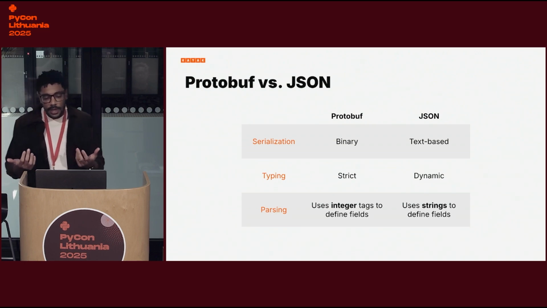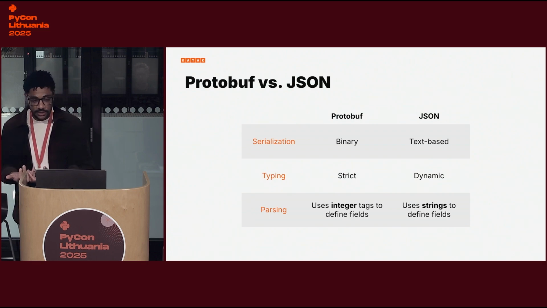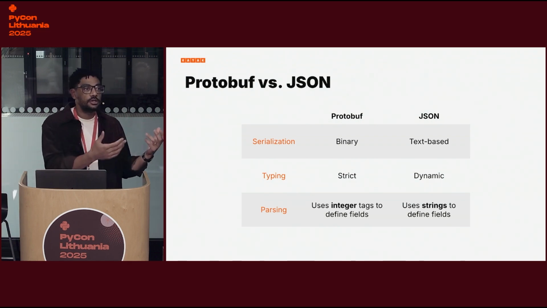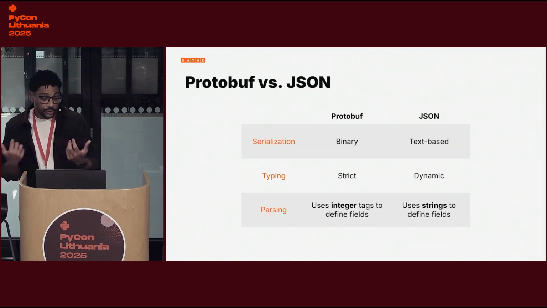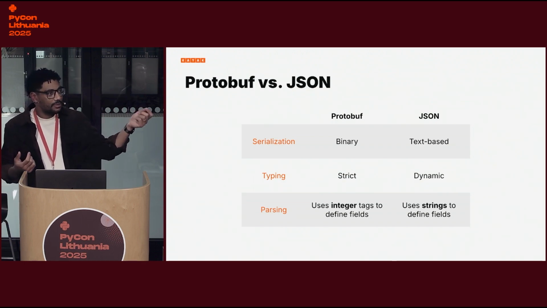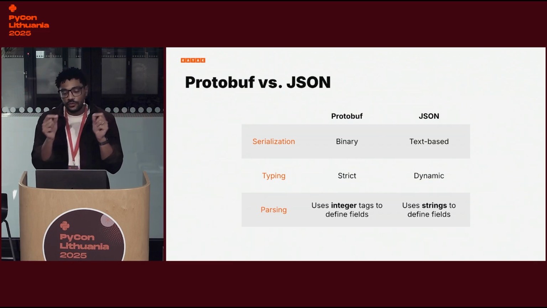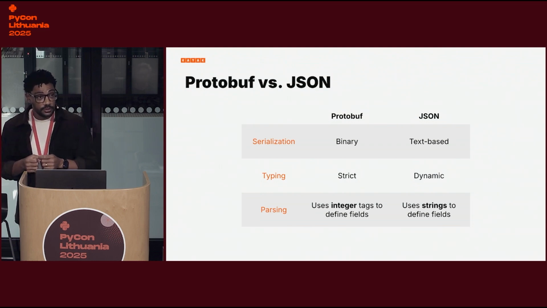Why? The main difference is that Protobuf is binary, while JSON is text-based. Also, the typing is strict, so the parser doesn't need to identify which integer or float type to parse this data as. Also, the parsing uses the integers I showed you in the beginning to define the fields, while in JSON it needs to figure out which strings match the internal fields, and this takes a lot of time.